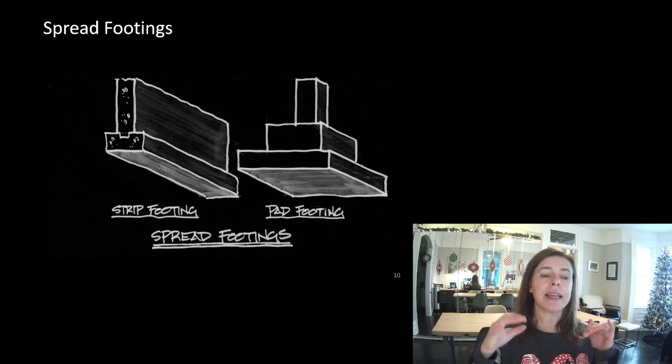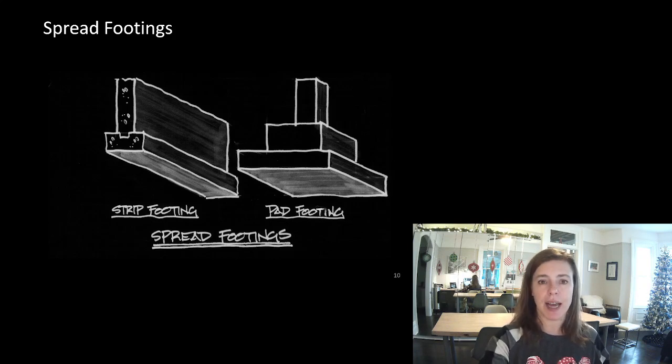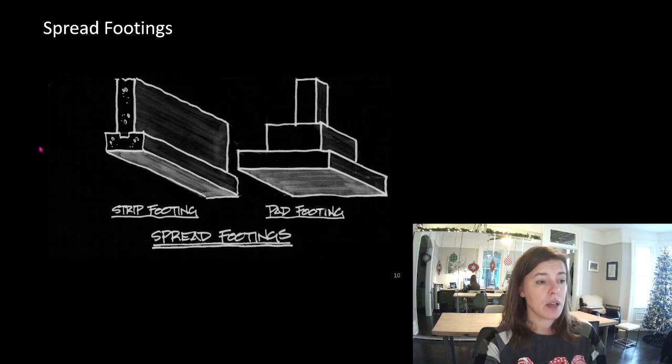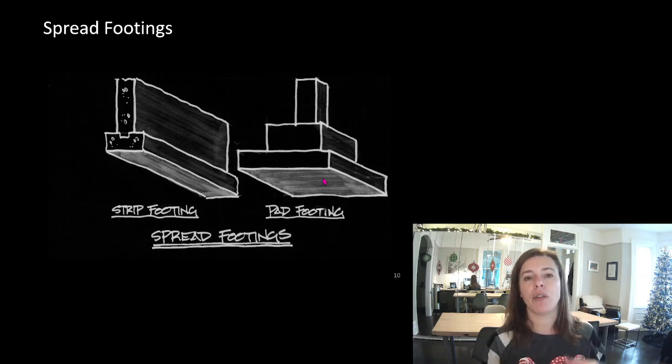Well, here in Southern Ontario, and I'd say probably 80 to 90% of the population of Canada and in the States, the typical foundation type, or the most normal, ubiquitous foundation type, is a spread footing. And we have two types of spread footings. We have a strip footing, which just means it's a spread footing under a wall, or a pad footing, which just means it's a spread footing under a column.